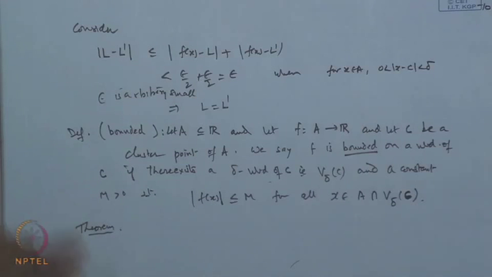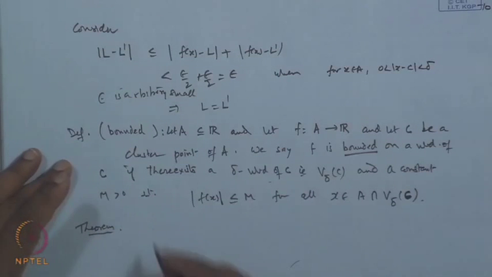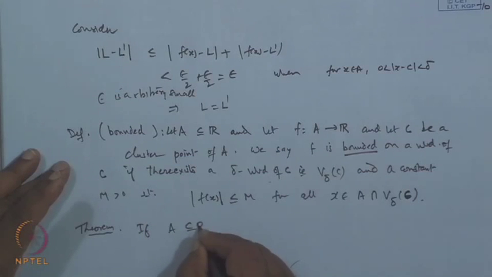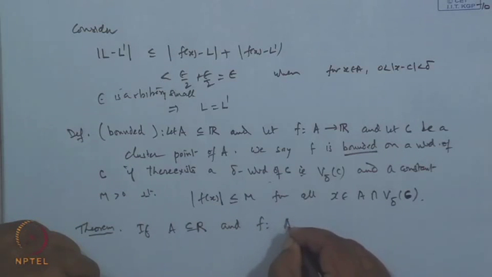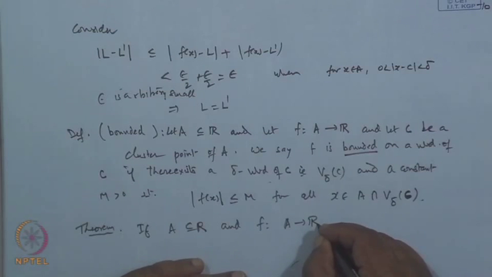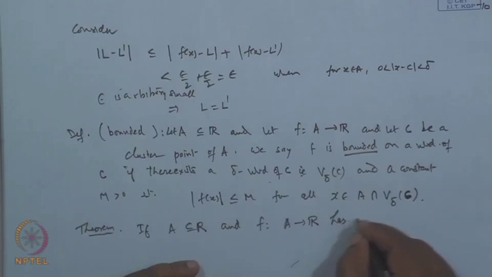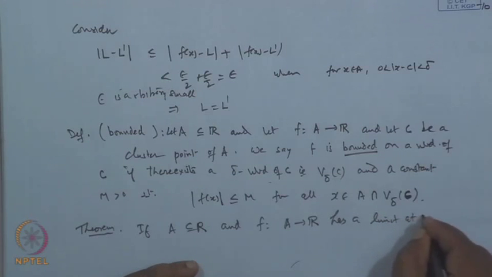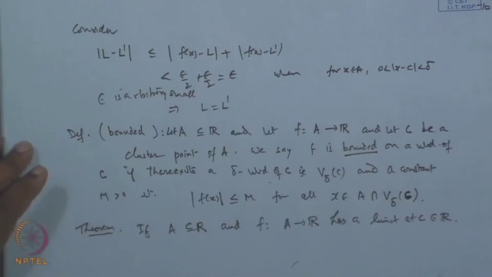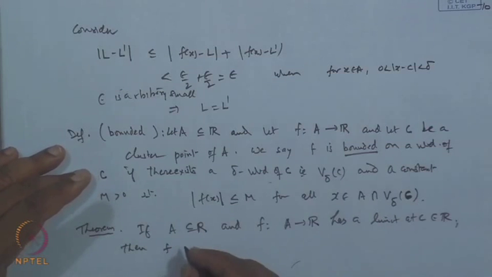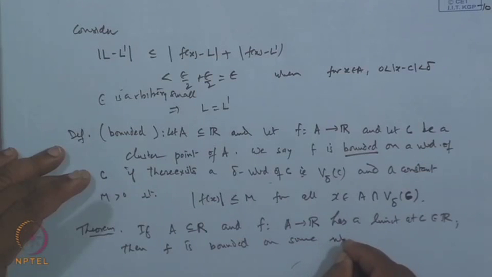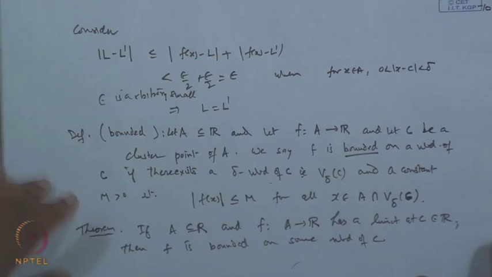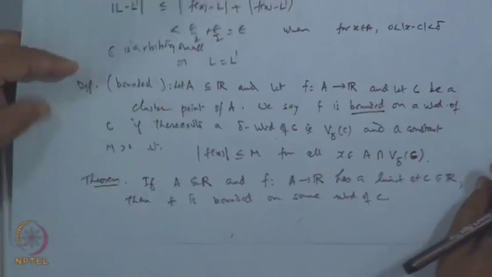If the function has a limit, then it will always be bounded. Okay. So, the result is: let A be a non-empty subset of R, f a mapping from A to R, and let f have a limit at c belonging to R. Then the function f is bounded on some neighborhood of c. Let us see the proof of this result.